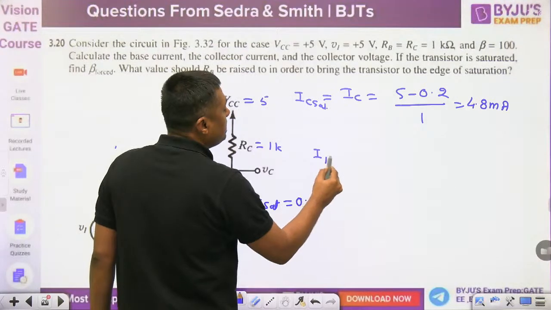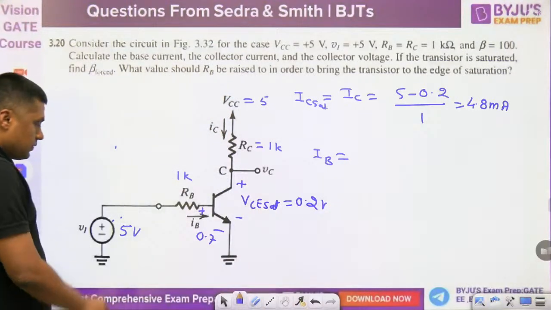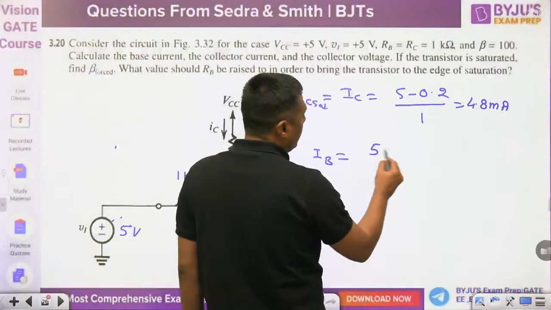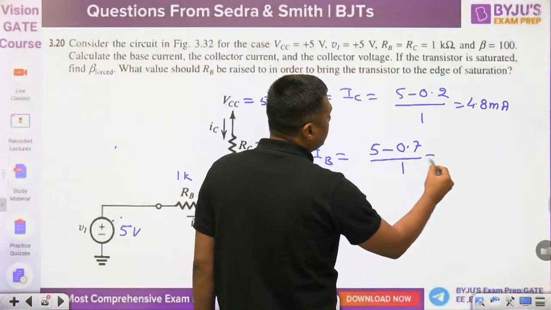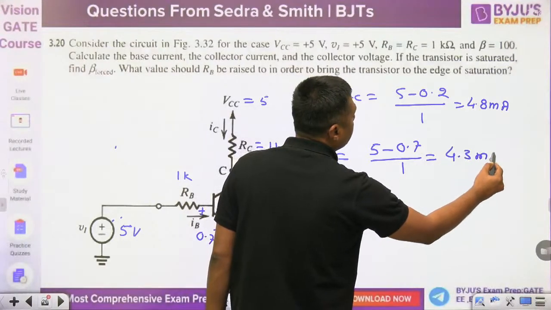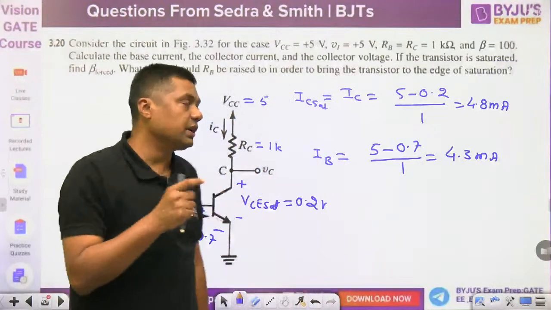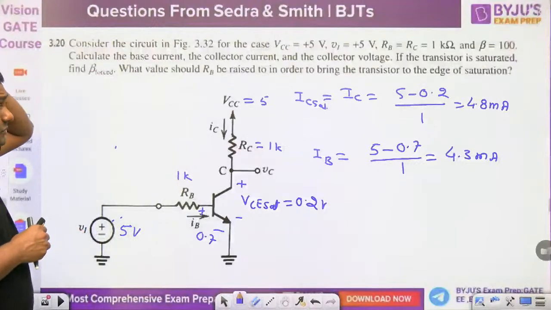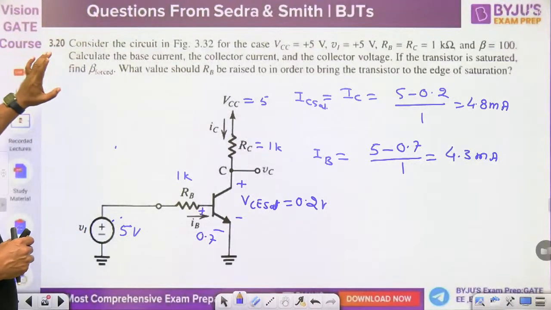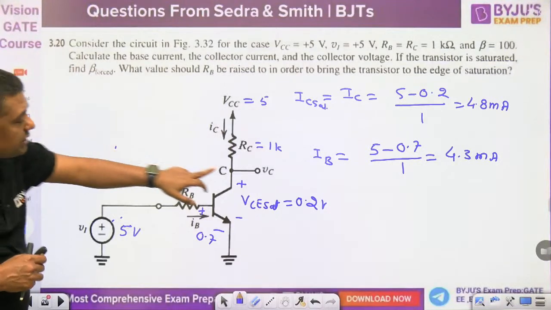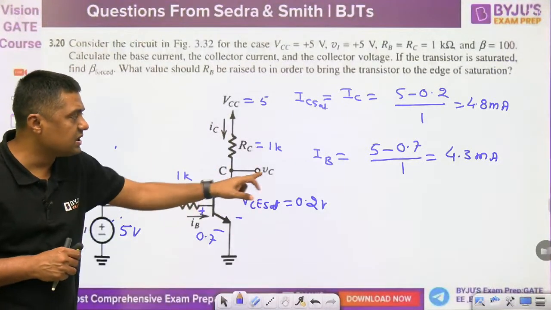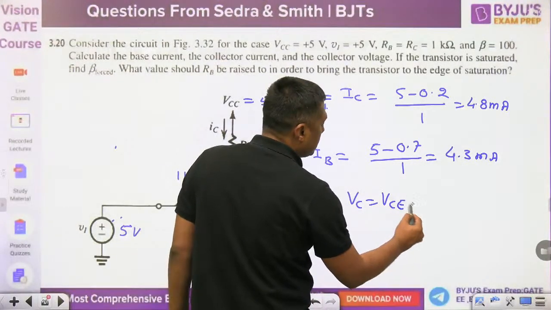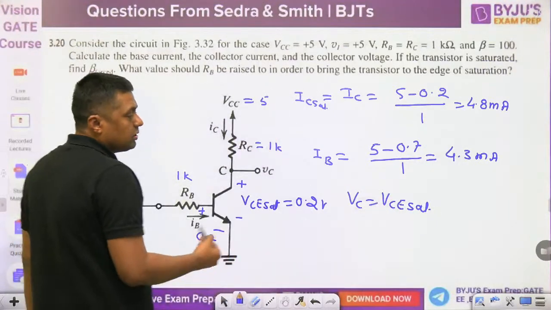Then what is the actual IB here? IB is 5 minus 0.7 upon RB, which is 4.3 milliampere. That is the actual current in the circuit. Now beta 100 is given. Calculate the base current, collector current and collector voltage. Collector voltage means this VC, and VCE sat is nothing but VC, because the emitter is connected to ground. So it is 0.2 volt.